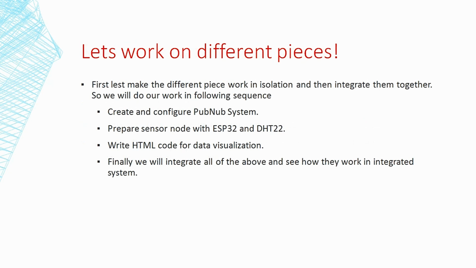So now let's work on different pieces together. We'll create each of these pieces first, and then we'll stitch them together at the end. The very first piece that we would be looking into is create and configure PubNub system. We'll start from here. Then the second step would be prepare sensor node with ESP32 and DHT22. Third step would be write HTML code for data visualization. Finally, we'll integrate all these together and create an end-to-end system.